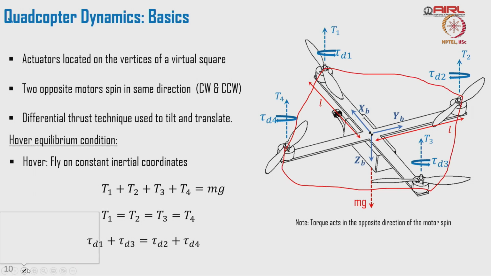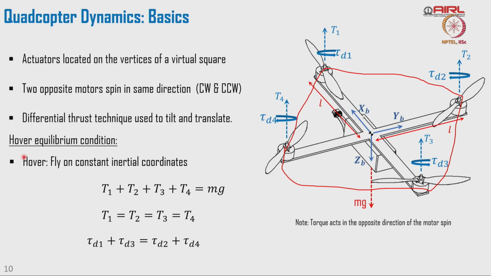So, you can create it as a virtual square and you have a motor propeller system at every corner. Two opposite motors spin in the same direction, clockwise, and the other two motors spin in the counterclockwise direction. So, the differential thrust is used to tilt and translate the vehicle in the xy plane.